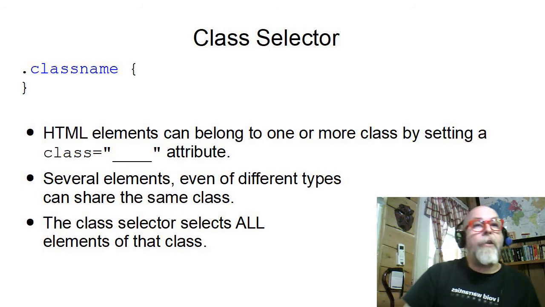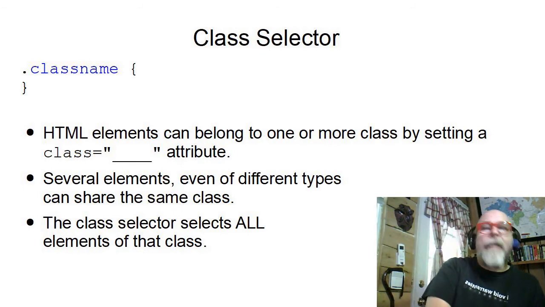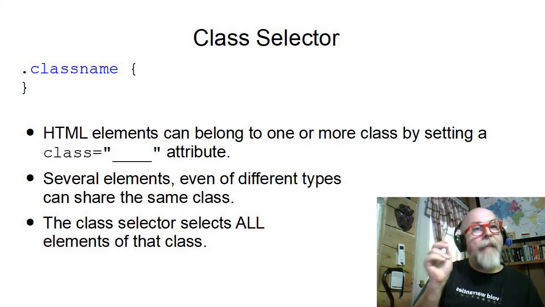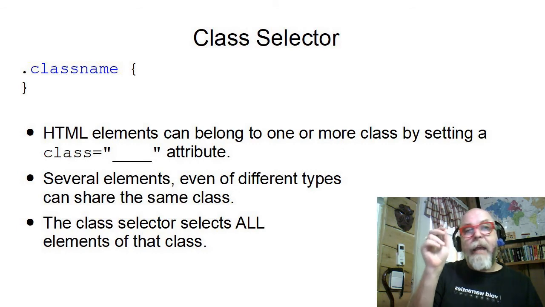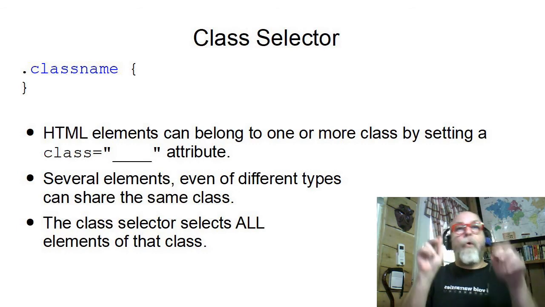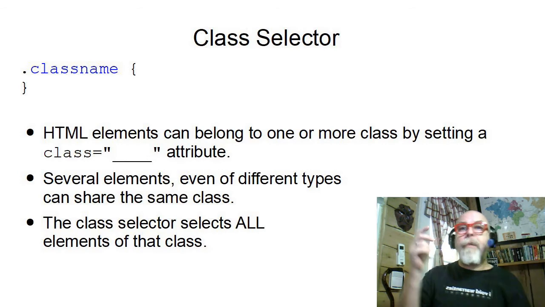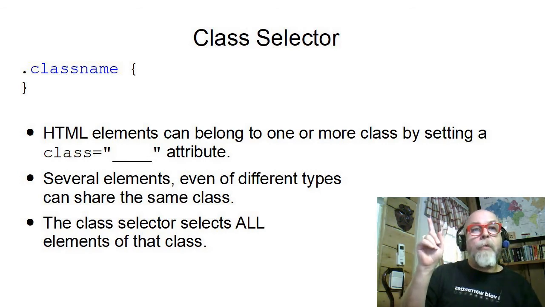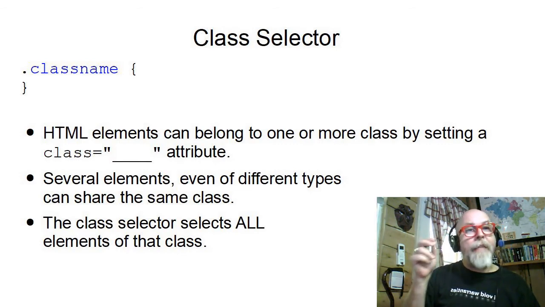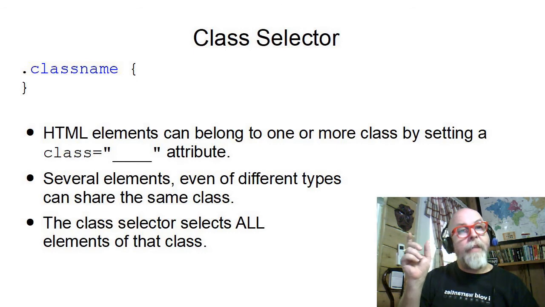The third selector of the big four is the class selector, and the class selector will select all HTML elements that have a class defined. So you would define class equals a class name, or multiple class names with a space between them. And this selector will select all of the HTML tags, even if they're all different types, that have that same class. So the class selector begins with a period, followed by the class name.